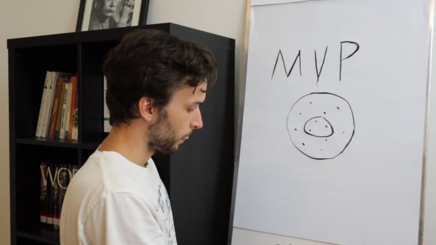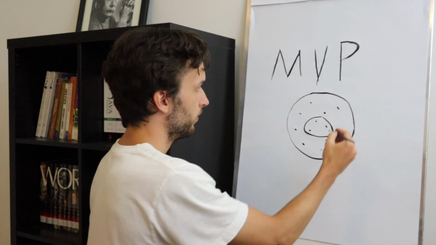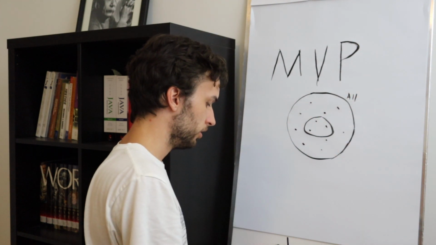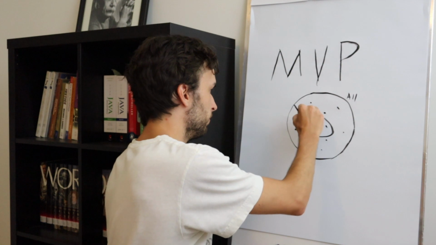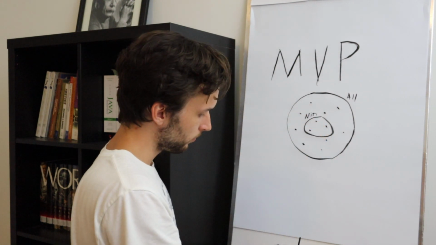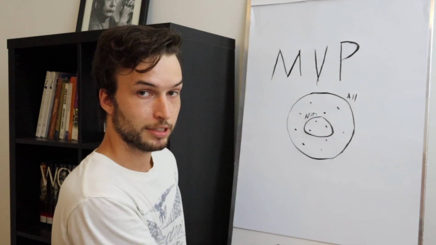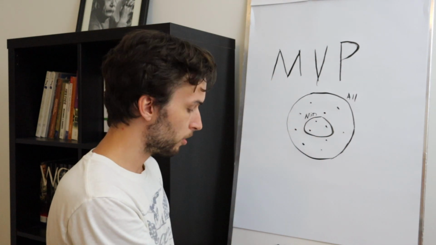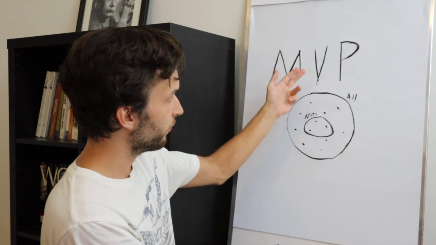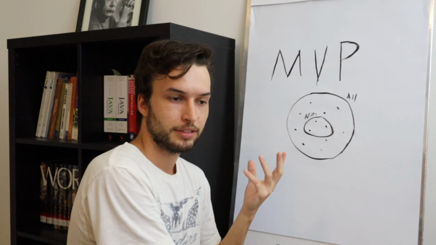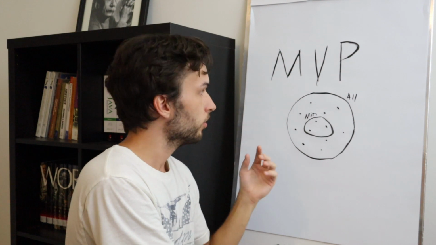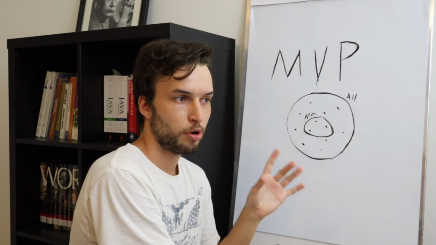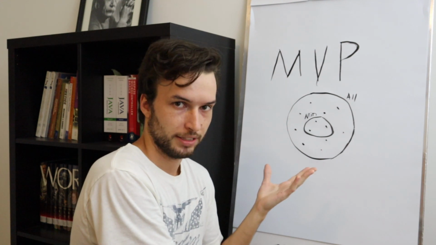So this outer circle is like all, and this inner circle is the minimum. Makes sense? Okay, so we've covered minimum. We choose a subset of all of the possible features. And then viable. Viable means basically which of these features are necessary in order for your product to fulfill its users' needs.